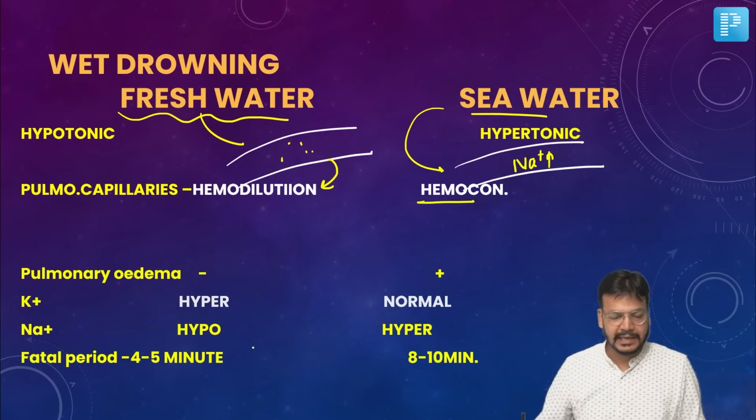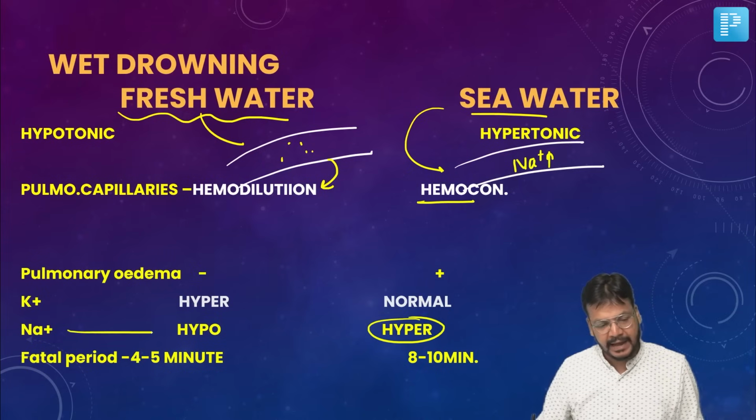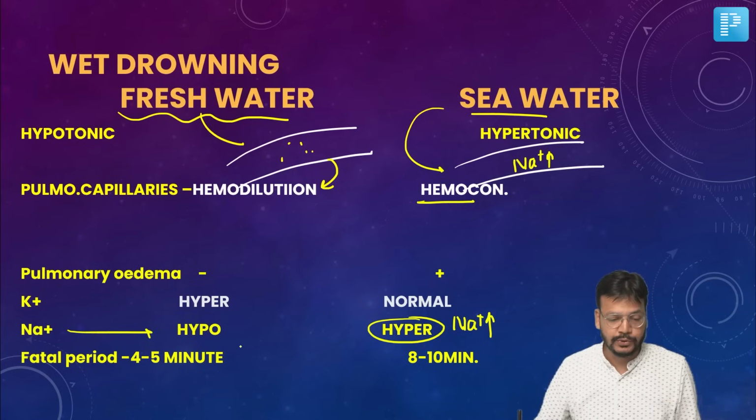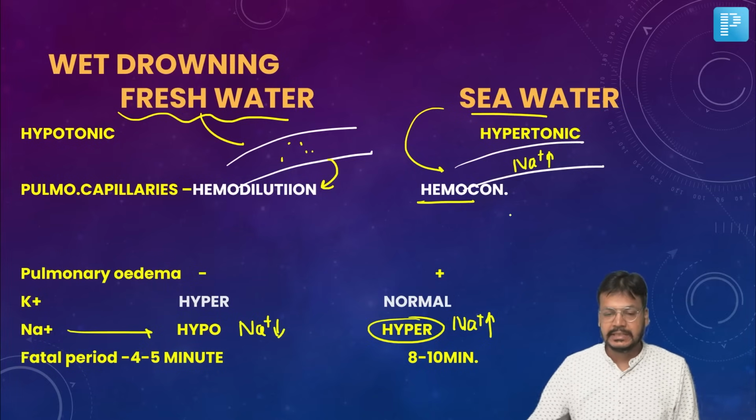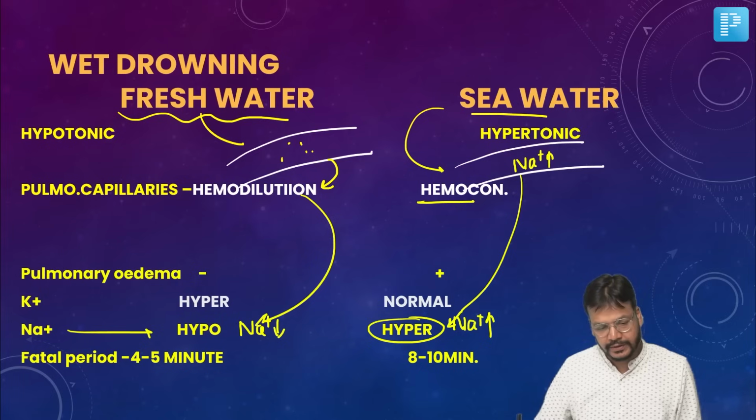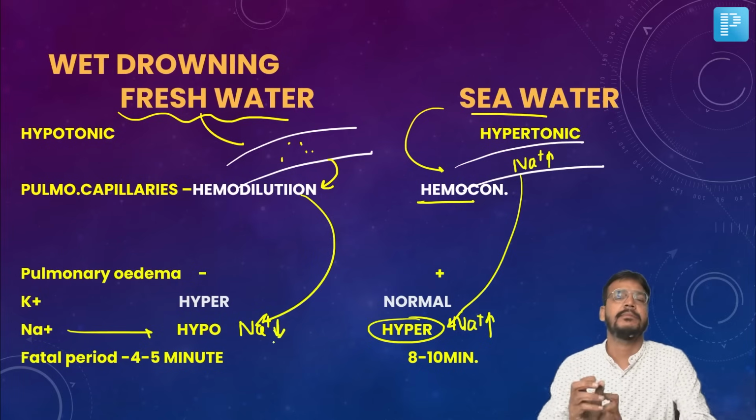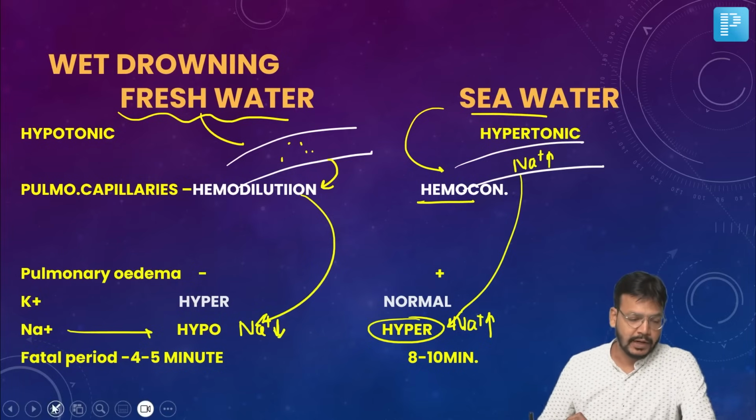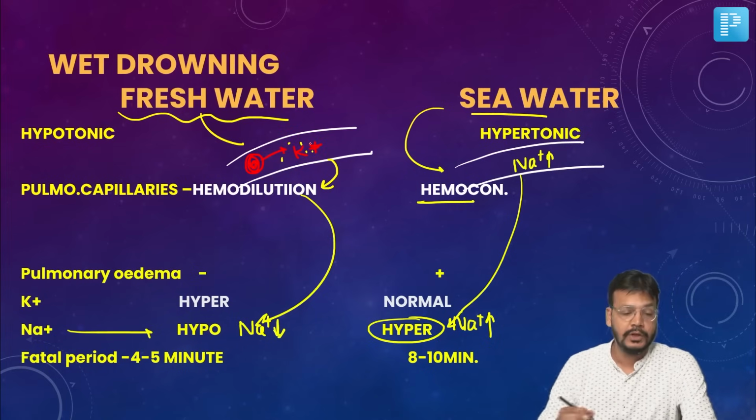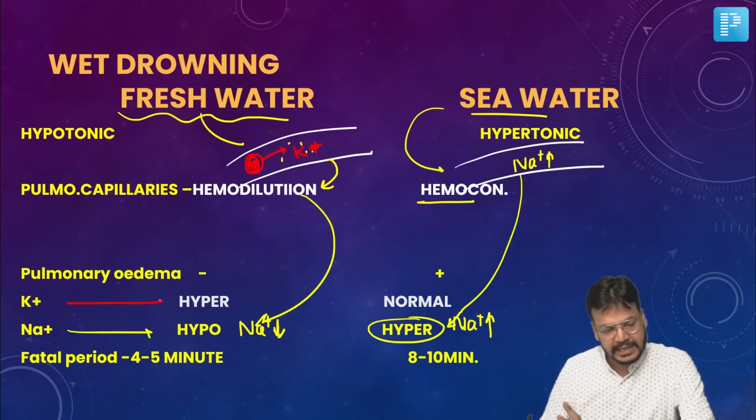So one thing is clear, here we have hypernatremia, my dear friend, and because of hemodilution, here we have hyponatremia. You can see here in the blood vessel there is more sodium, hypernatremia, and here because of hemodilution it is hyponatremia. Now sir, what happens next? To neutralize this is RBC. RBC liberates potassium ion, so it is hyperkalemia, and here potassium is normal.